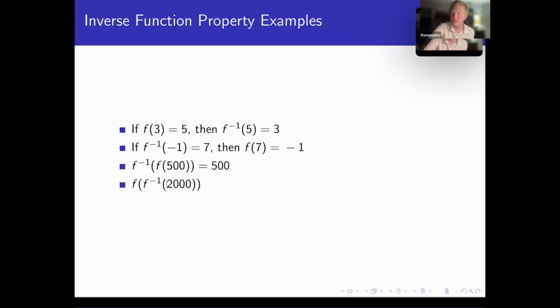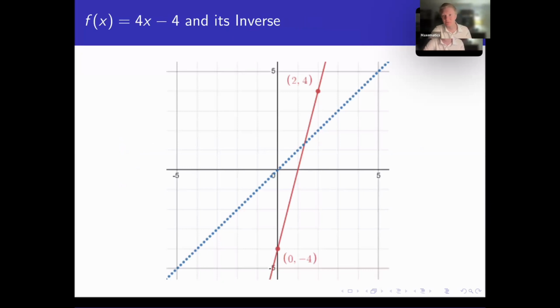And assuming 2000 is in the domain of f inverse, f of f inverse is 2000. Very exciting. Okay, well, if we wanted to graph the inverses, you could find the inverse and graph it, or even easier, if you already have the graph of the original function, all we need to do is reflect over the line y equals x.